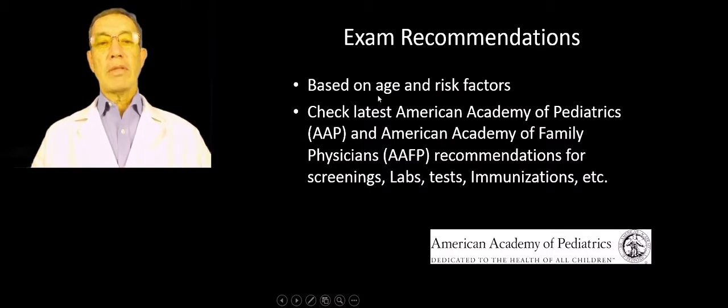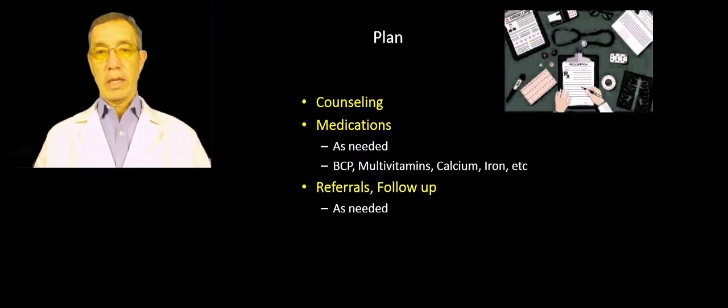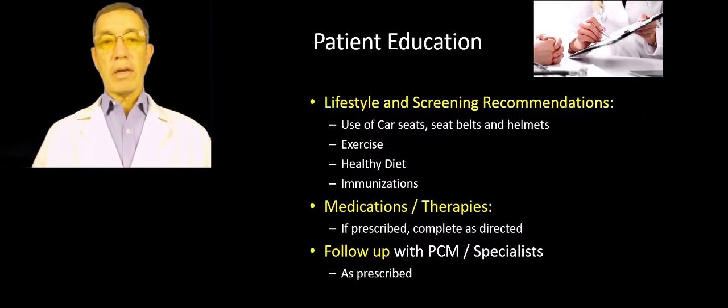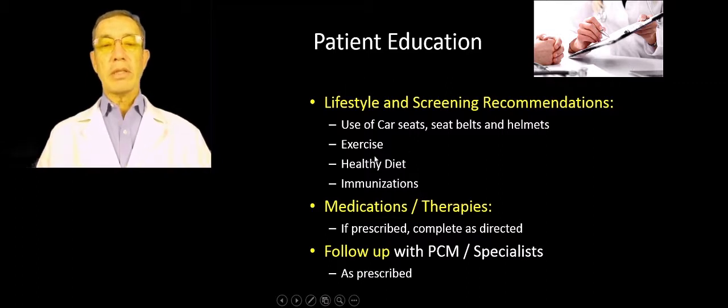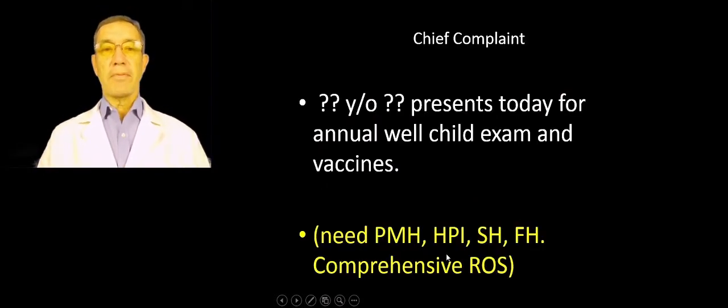And the exam is based on the age and risk factors, and you can check with the Pediatric Academy for the latest recommendations. Usually there's counseling, medications, and referrals that are recommended. And in lifestyle, we're going to encourage them to use car seats, seat belts, and helmets, to get normal exercise, healthy diet, as well as the proper immunizations. And if there are medications, they need to be taken as prescribed and followed with their primary care medical provider.